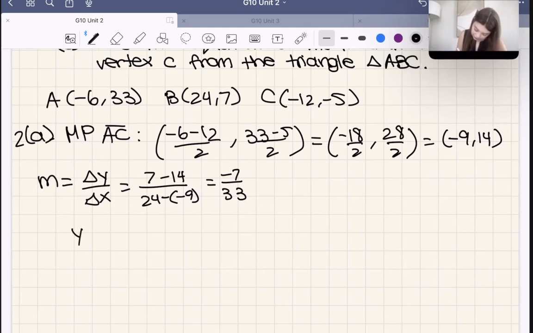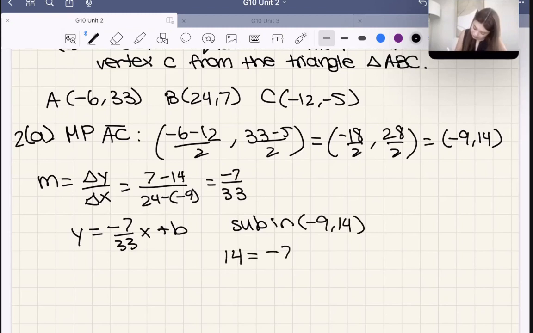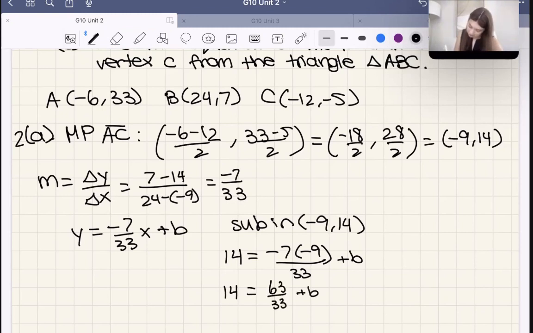So in this case, y equals negative 7 over 33x plus b. And we're going to sub in negative 9, 14. So that means 14 equals negative 7 times negative 9 over 33 plus b. And that means b is going to be... Actually, let's do a couple more steps first. We got 14 is equal to 9 times 7, which is 63 over 33, plus b.